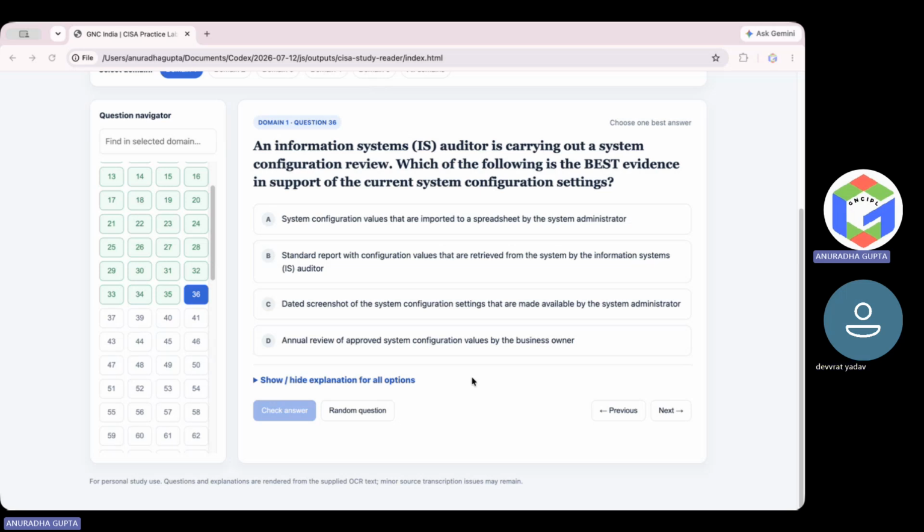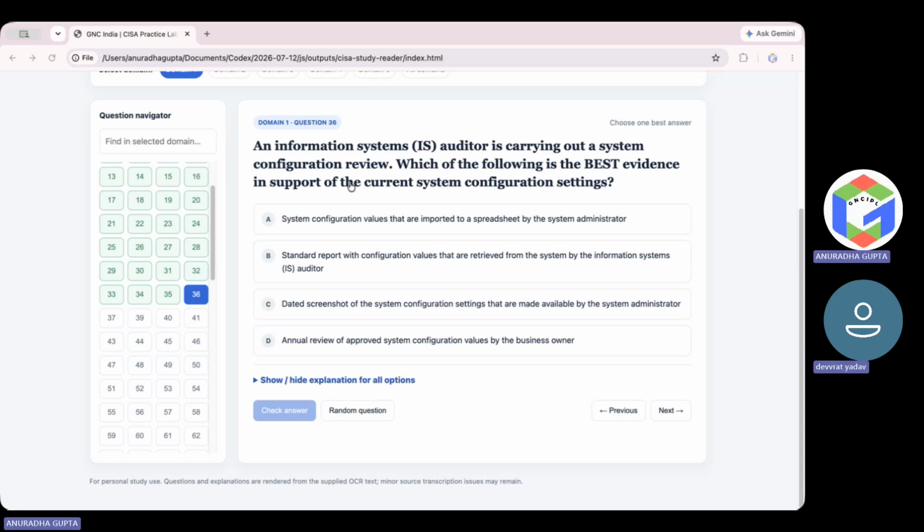And in C, the SME is sharing a dated screenshot taken by the system administrator over mail or something. That can be forged, that can be tampered with, and then showcased to the auditor. Let's choose B. D is an annual review of the approved system configuration by the business owner. No, that does not come under this.